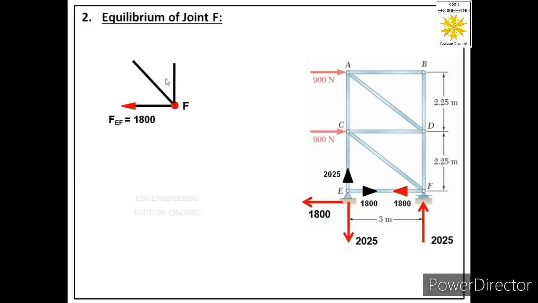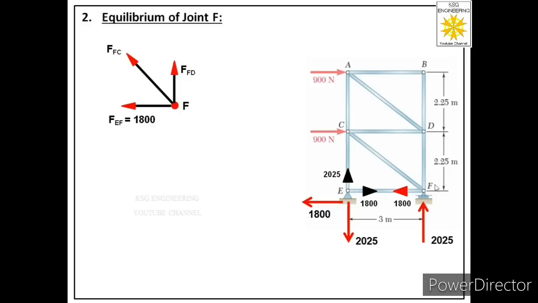Now the 2 members are unknown members to us, so in these 2 members we will consider their direction away from the joint. This is a member named FC, so we have considered its direction away from the joint, and we have labeled the force FFC. Name of this member is FD, so in this member also we have labeled the direction away from the joint, so this is FFD.